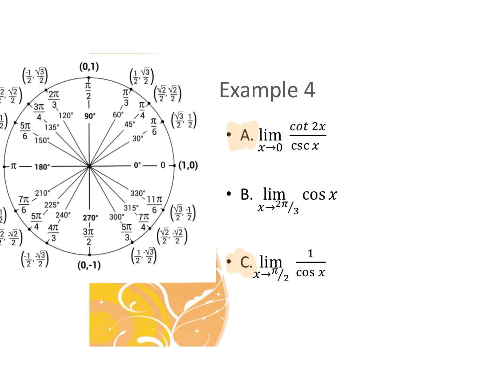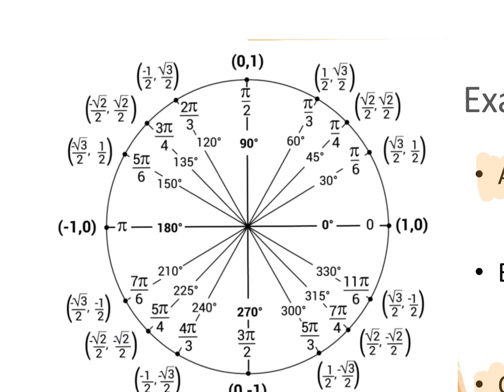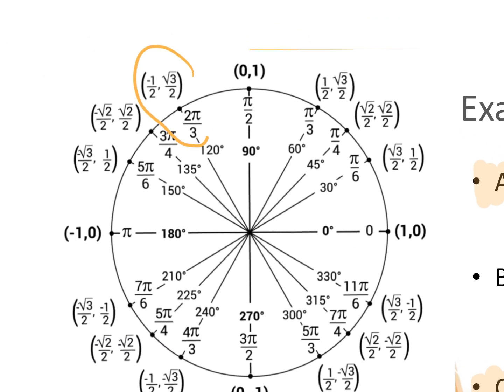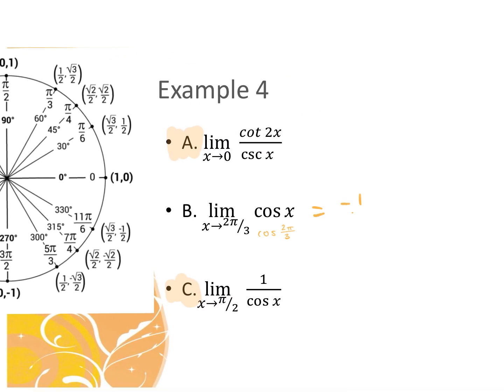So example 4b. What's the first thing we want to try? Let's try plugging it in. So let's see what the cosine of 2 pi over 3 is. So let's go to 2 pi over 3 on our unit circle. So that would be here. Cosine tells us we look at which value, the x or the y? The x. So what would cosine of 2 pi over 3 be? Negative 1/2.